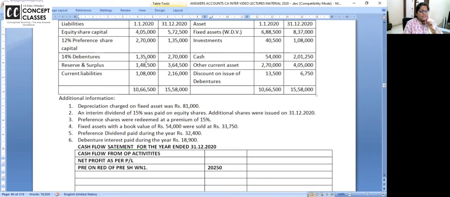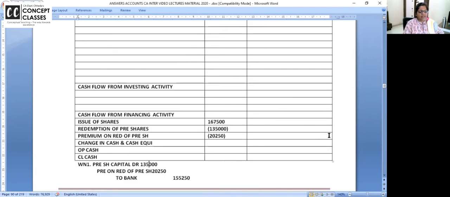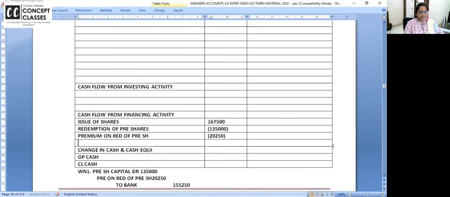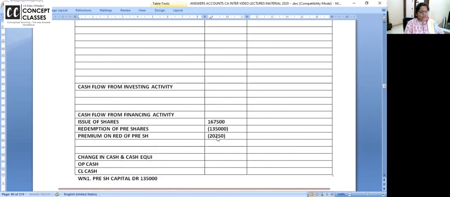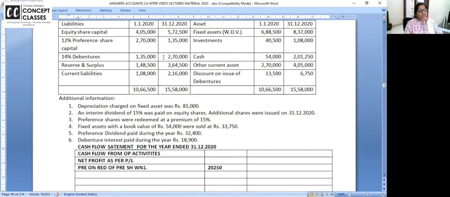14% debentures were 135. Now they are 270. Means more debentures are issued. Where will it come? In financing activity, right? Right. Write. 1,35,000. What do I write? Issue of debentures. Money came in from issue of debentures, inflow. 1,35,000. How did I get 135? 135 is double 270. So bank to preference shares. More debentures are issued. Yes.